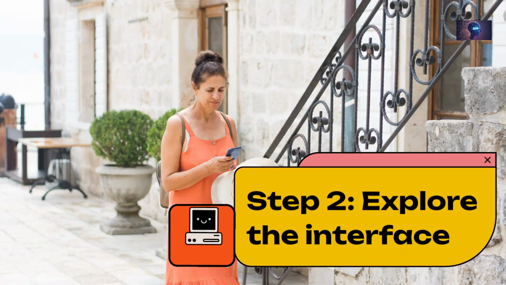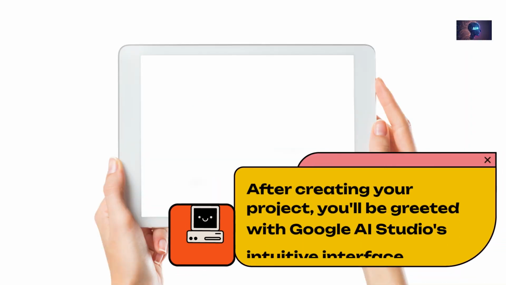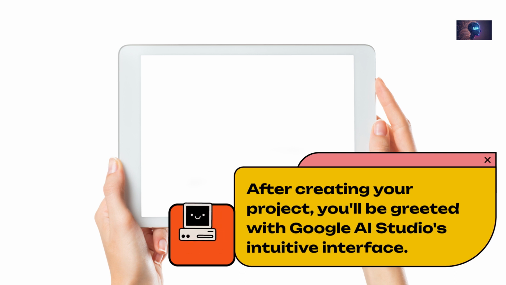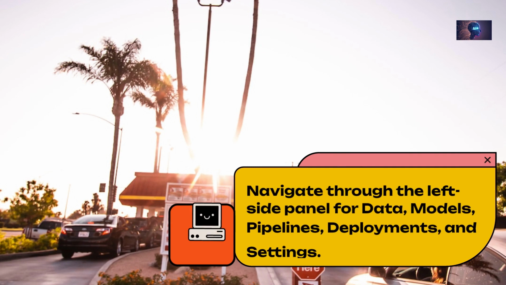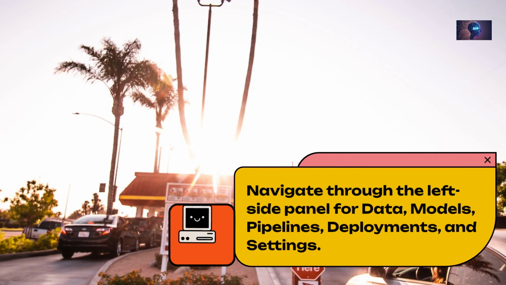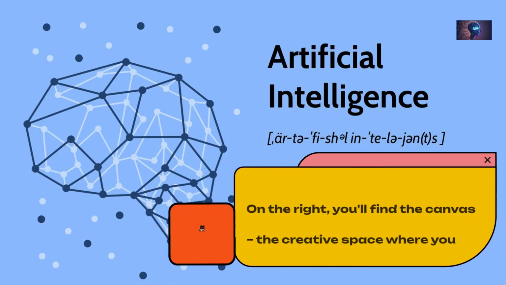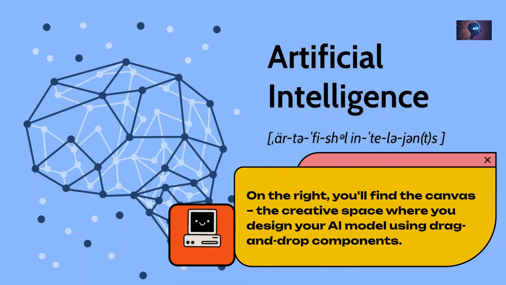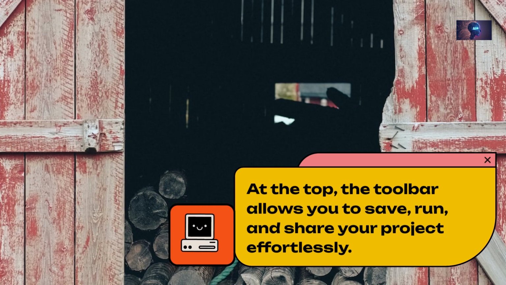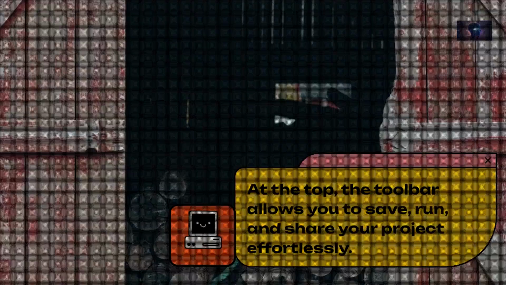Step 2. Explore the interface. After creating your project, you'll be greeted with Google AI Studio's intuitive interface. Navigate through the left side panel for data, models, pipelines, deployments, and settings. On the right, you'll find the canvas, the creative space where you design your AI model using drag-and-drop components. At the top, the toolbar allows you to save, run, and share your project effortlessly.